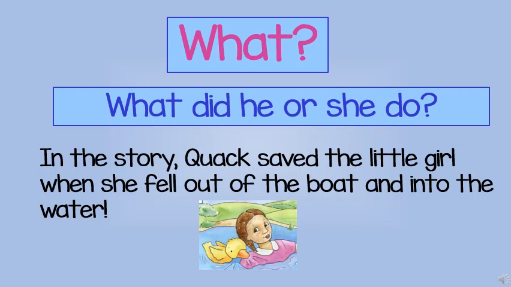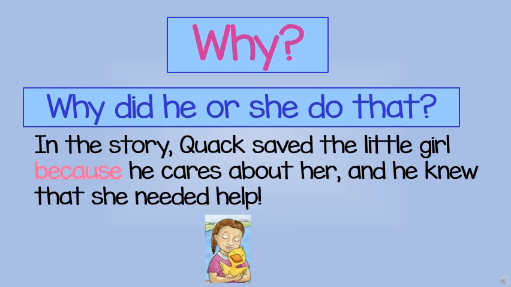What? What did he or she do? In the story, Quack saved the little girl when she fell out of the boat and into the water. And why did our main character do that? In this story, Quack saved the little girl because he cares about her and he knew that she needed help. When you see the word why, we use the word because to help explain our answer better.